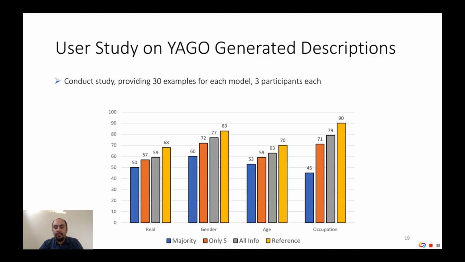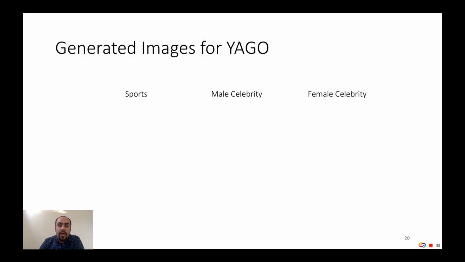And we provide them 3 choices: whether it is a sports person, a celebrity, or a politician. As we can see in the experiment, the generated description using all of the information, all of the modalities, provides us with a very good result, and it actually is very close to the reference results. And similar to generating missing descriptions, we try to generate missing images for Yago as well.